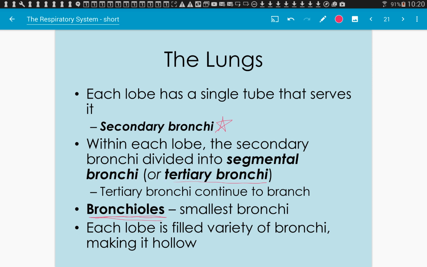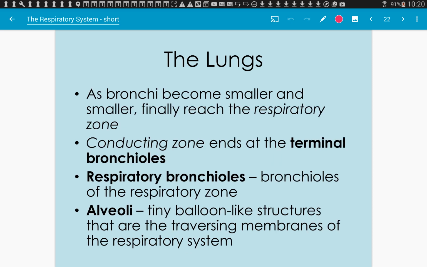It hopefully will be helpful for you. Okay, just to get an idea of the organization. It's all on one page and much more organized than this. Okay? All right, so the bronchi branch and branch and branch, and they get smaller until they turn into bronchioles. And then, once they're small enough, you finally have reached that respiratory zone.